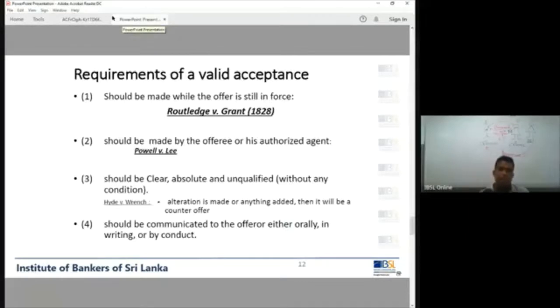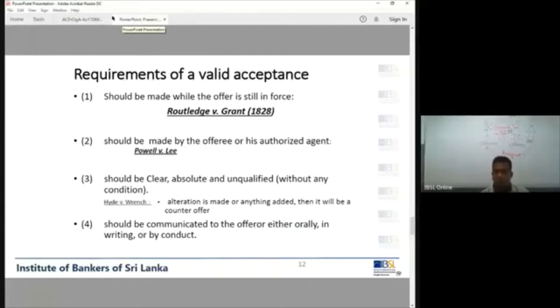For example, verbally, orally, you can accept. The offeree can call the offeror and say, I accept your offer. That is acceptance communicated verbally or orally to the offeror by the offeree. Then in writing, you can send a telegram, an email, or a letter. So that is a mode of communication by writing, or by conduct.